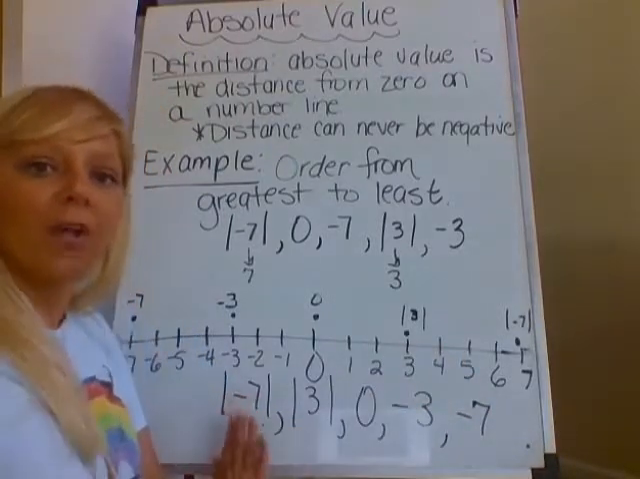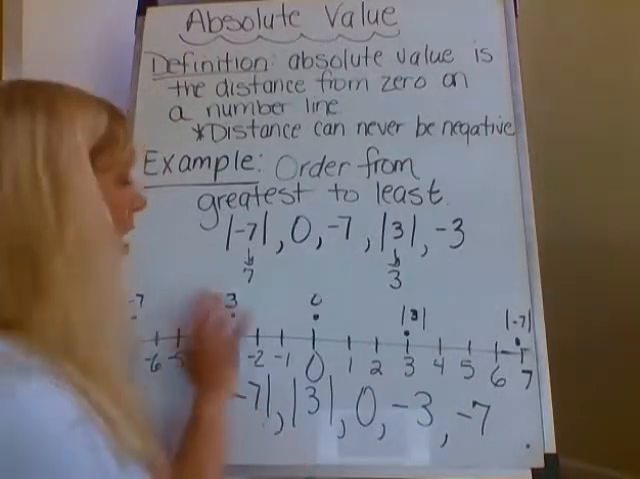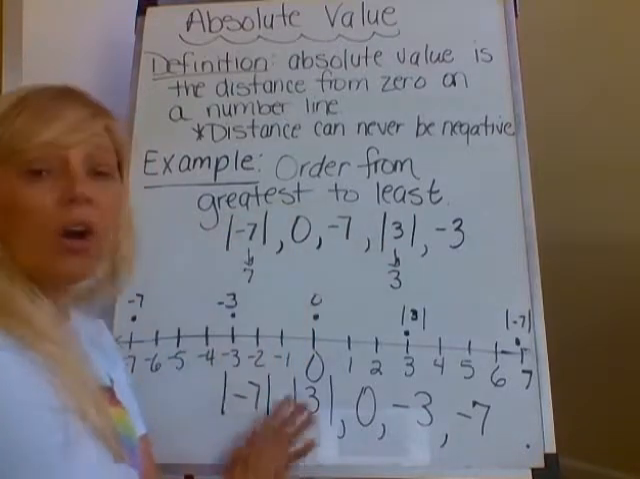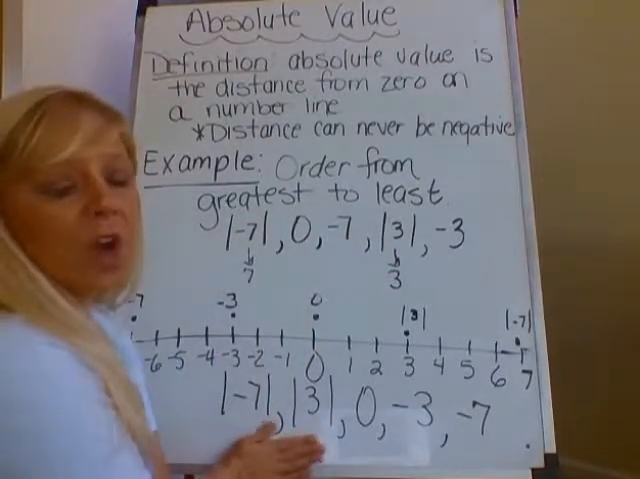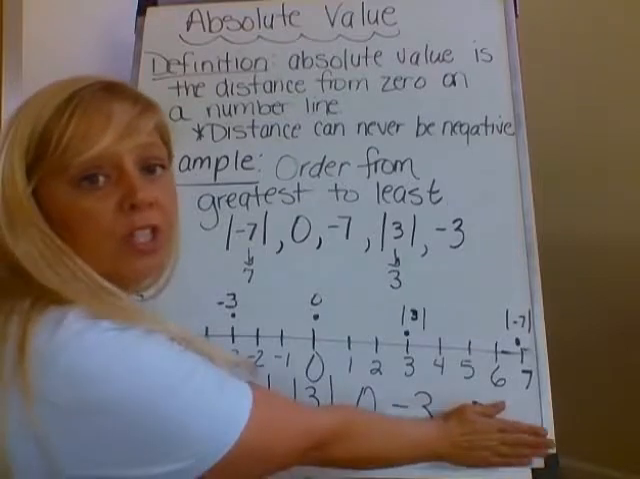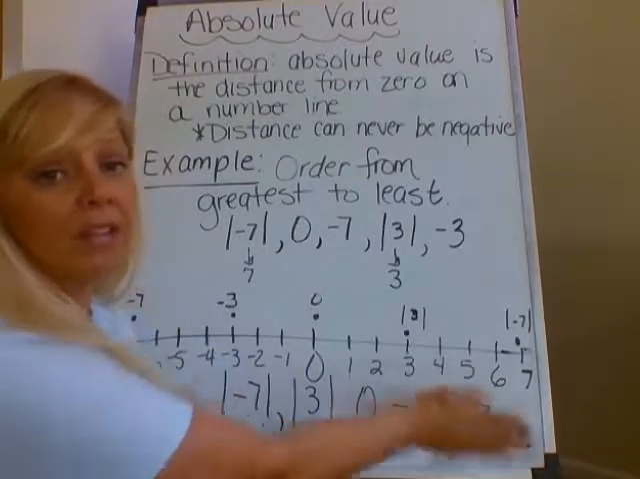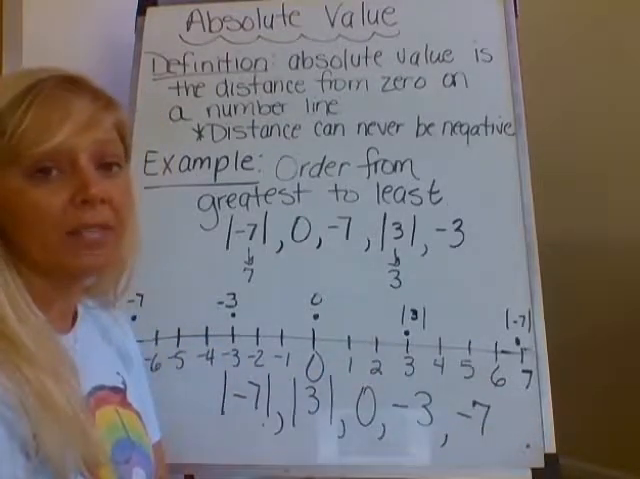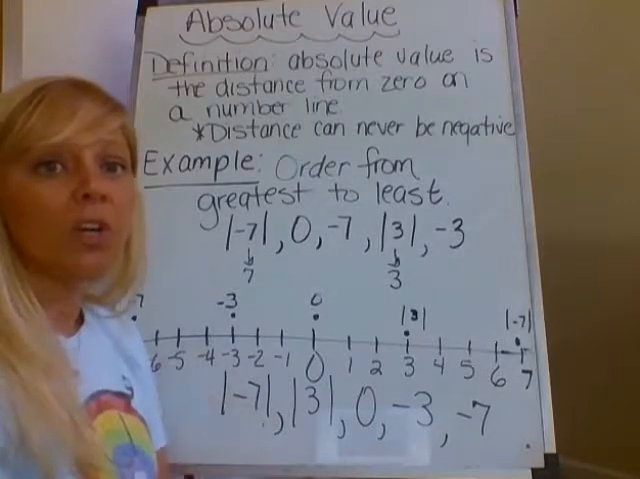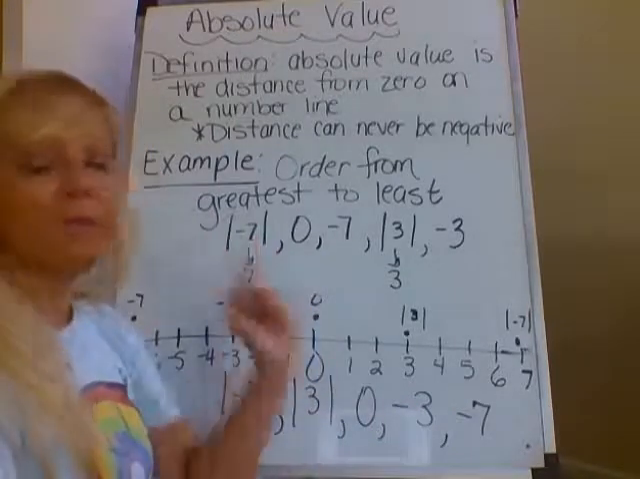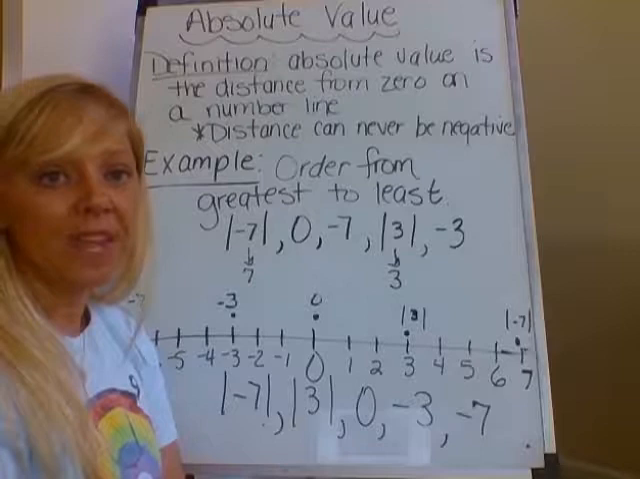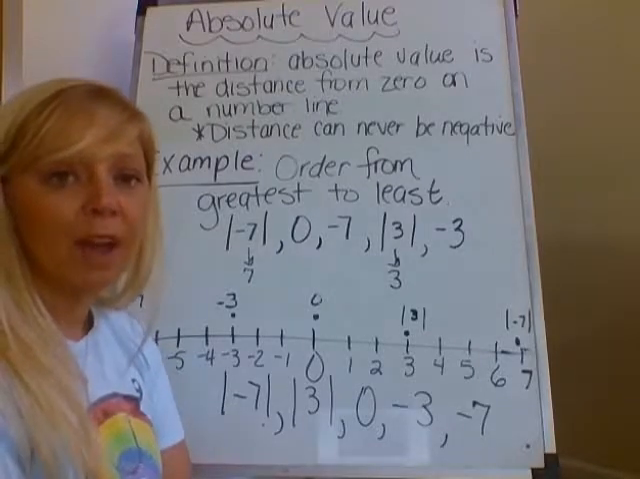Again, all my absolute value signs, since there are no negatives in front of them, are all positive. So those are my greater values. Then we go down to our lower numbers, which is down by negative 7. And that is how we order from greatest to least absolute values of integers. And that is the conclusion of our absolute value lesson.